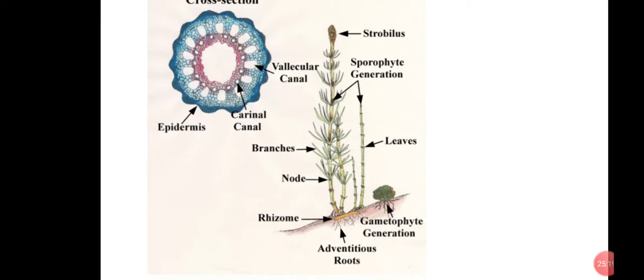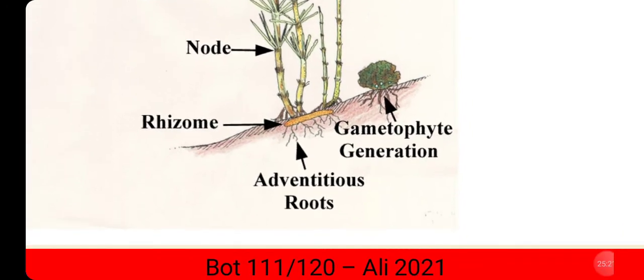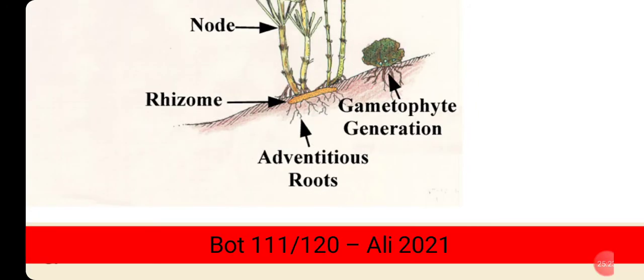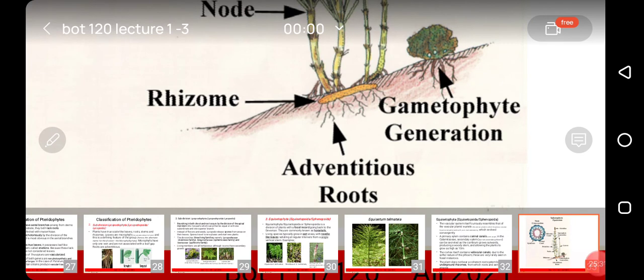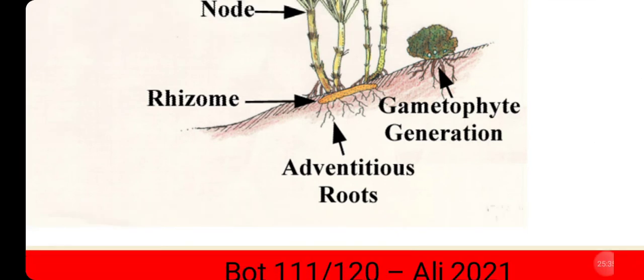Now, you can see in this plant we have the adventitious roots we are talking about. You can see them. Now, this rhizome is the structure lying just below the surface of the ground. You can see a horizontal structure. That's what we call the rhizome.